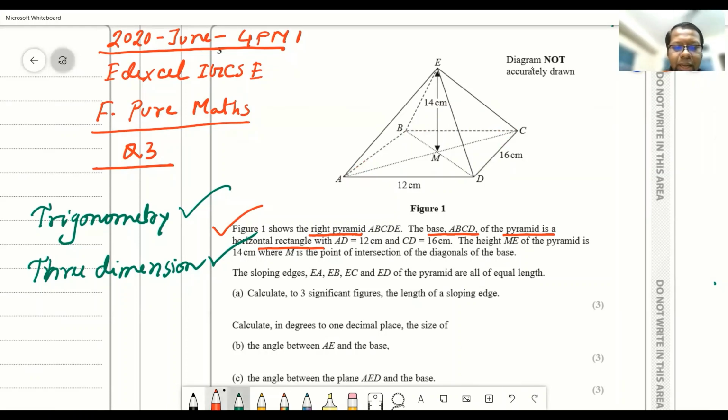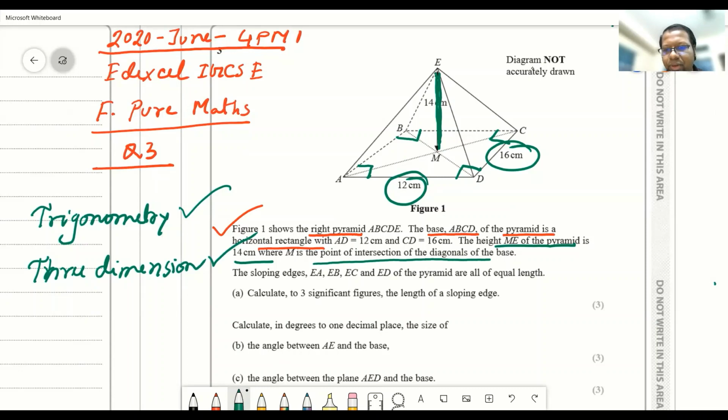So that means at points A, B, C and D, all the angles are 90 degrees because this is a rectangle. And also, the length and width of the rectangle are given, which are 16 centimeters and 12 centimeters respectively. And the height ME of the pyramid is 14 centimeters, where M is the point of intersection of the diagonals of the rectangular base. This is the information that is given here.